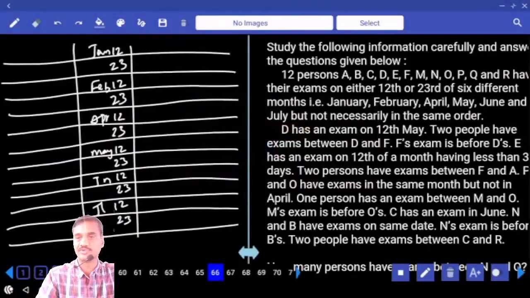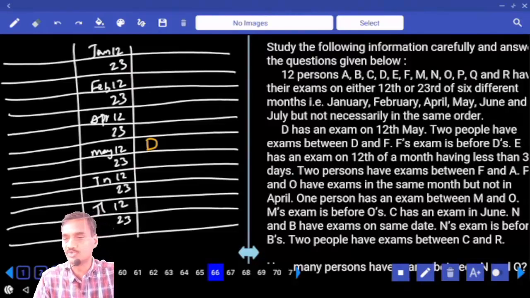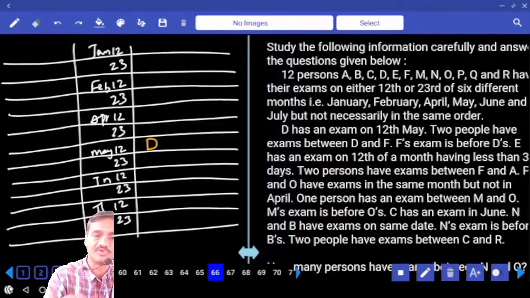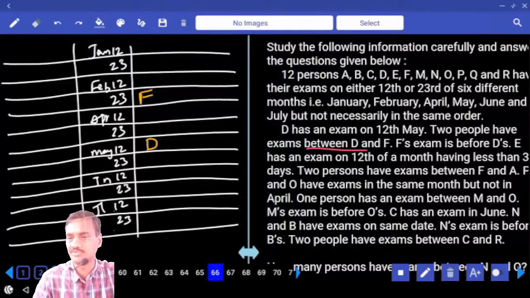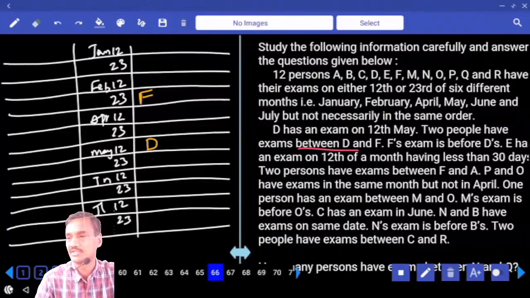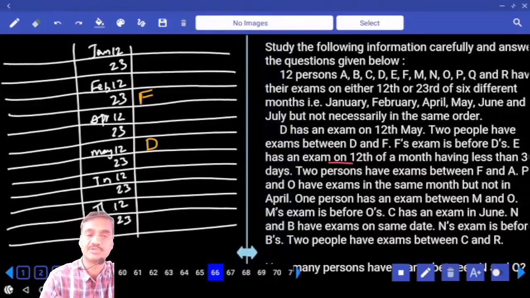What is the information we have? D has an exam on 12th May. D 12th May is clearly given. And only 2 people have exams between D and F. F is before D, only 2 persons between D and F, and this F must be on February 23rd. And F's exam is before. E has an exam on 12th of a month having less than 30 days. Less than 30 days, and E has an exam on 12th, hence it must be February 12th.